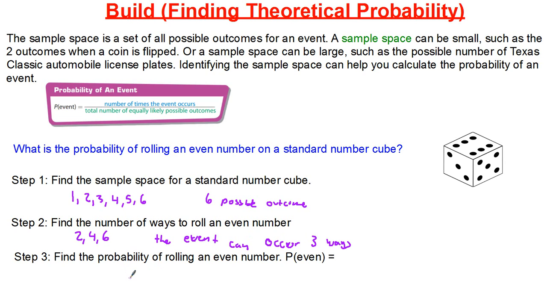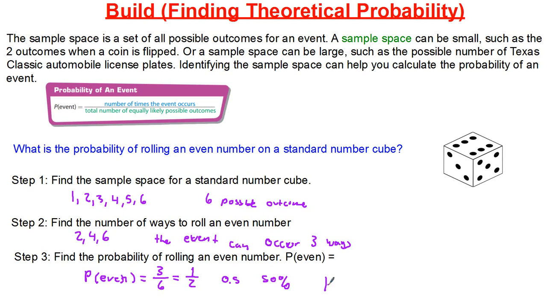Now I'm going to use the formula to find the probability. P(even number) is equal to the number of times the event can occur, which is 3, over the total number of equally likely possible outcomes, which is 6. And always, always, always simplify. So 3 over 6 is equal to 1/2. We could say that the probability of rolling an even number is 1/2, or 0.5, or 50%.